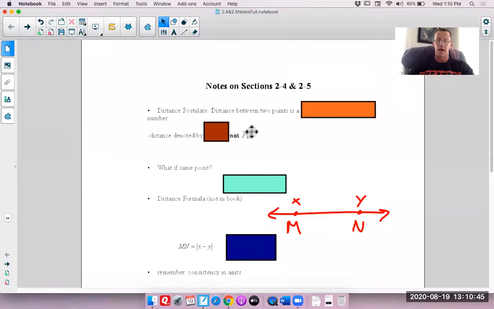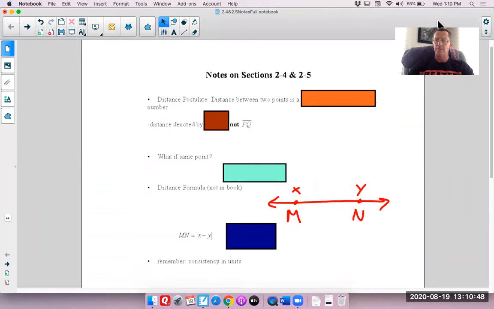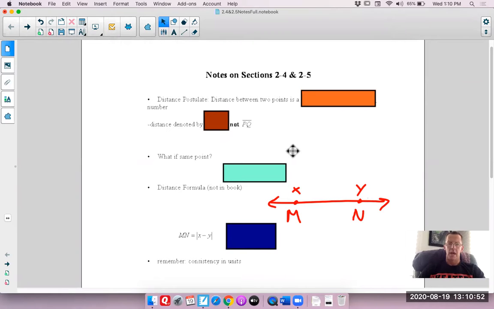All right, let's just jump into this lesson. Not a super long lesson, some good stuff in here. Let me share my screen. I always forget to do that every single time. Okay, so here we go. Move this down here. And we're going to start by talking about the distance postulate.